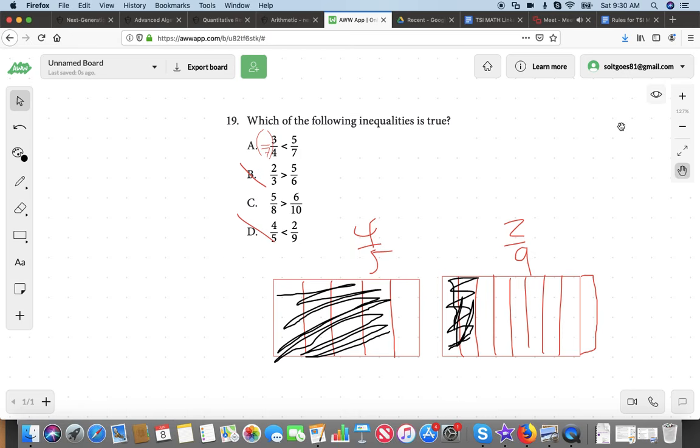So what's going to have to be in the numerator? 7. Right? Because 7 divided by 7 is 1. We can't change the value of 3/4. We just want to change the form of 3/4.